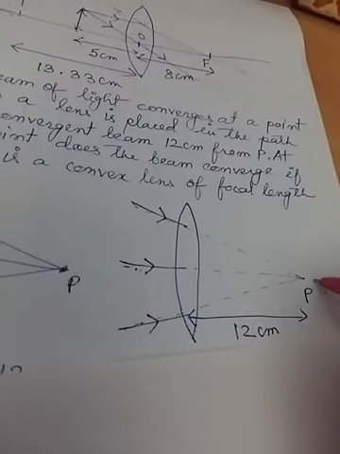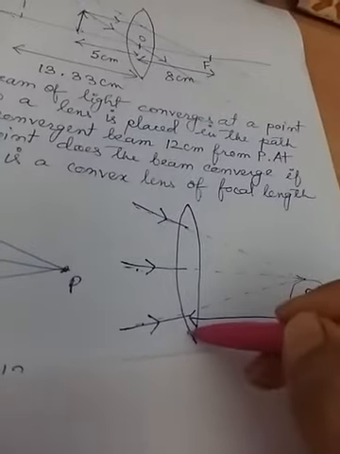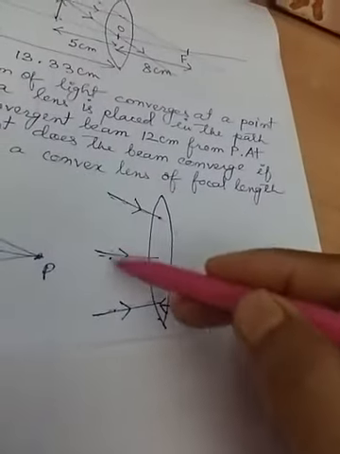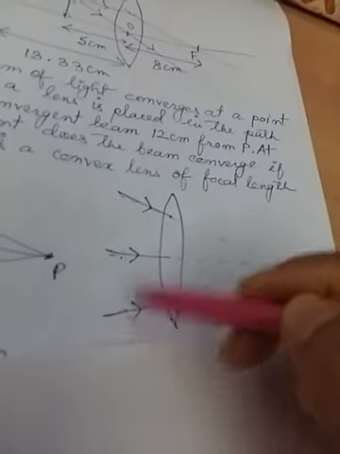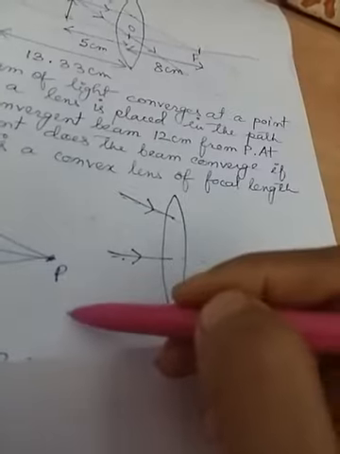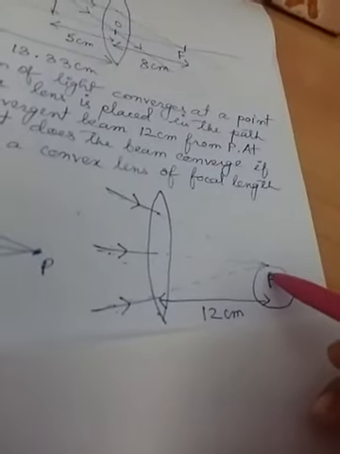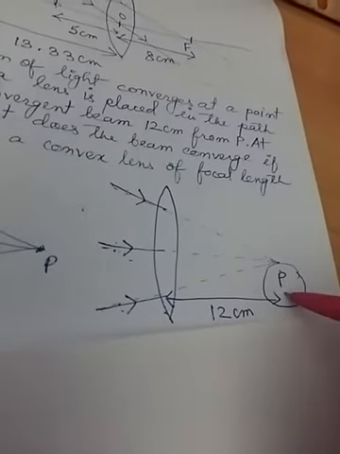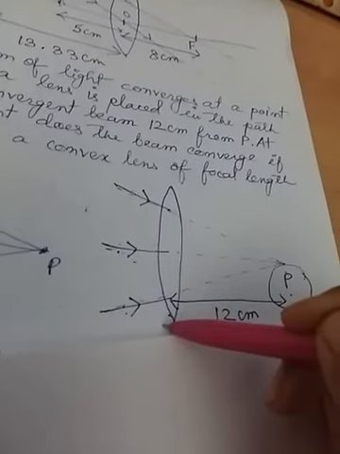So then P is acting as a virtual object for this particular lens, because it is not possible for these rays of light to converge on this particular side. They will converge at the point P only. So P is acting as a virtual object for the convex lens.